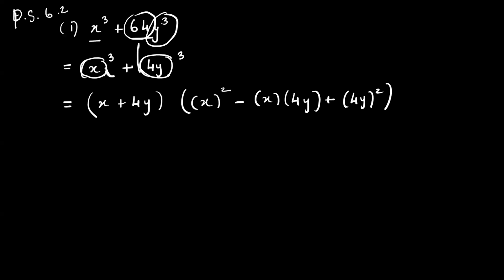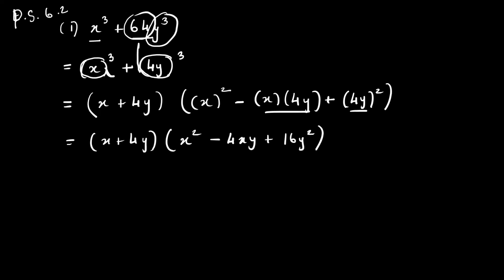Okay. First bracket, let us keep it as it is. No changes here. Now tell me what is x square? X square. Minus, what will this multiplication give you? 4xy. Plus, what is the squaring over here? 16y square. Done. You understood till here?